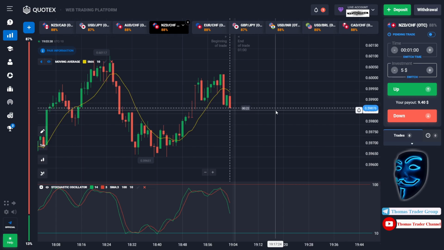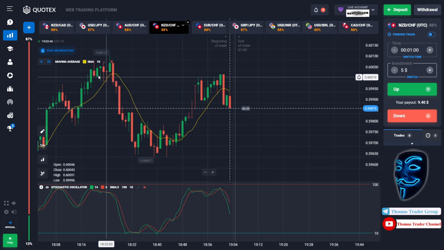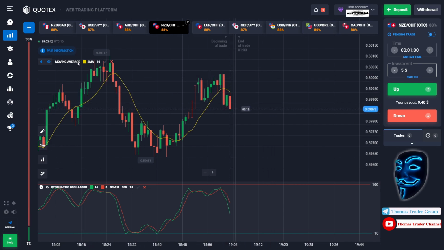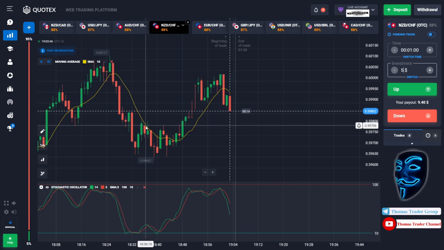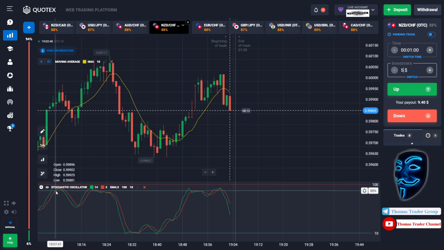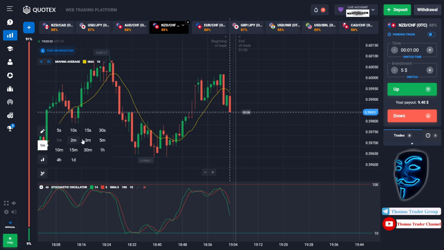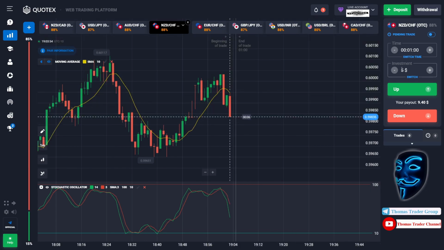Let's start our trading session for today. Today we are using two indicators. The first one is moving average, which is the yellow line over here. And the second indicator is stochastic oscillator. And we are going to use 1 minute time frame for the candlestick. And we are going to start with $5 investment. And we are going to open the position in 1 minute time frame.